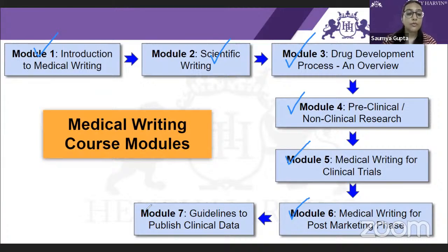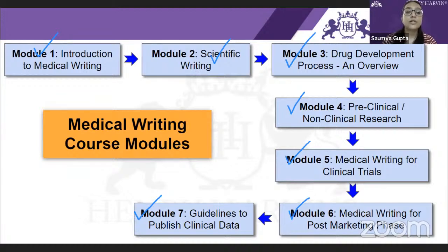Then module number 7, which is related to guidelines to publish clinical data. What are the guidelines which are required to publish the clinical data, like PRISMA, CONSORT, STROBE, CARE guidelines. So all these reporting guidelines are also discussed.